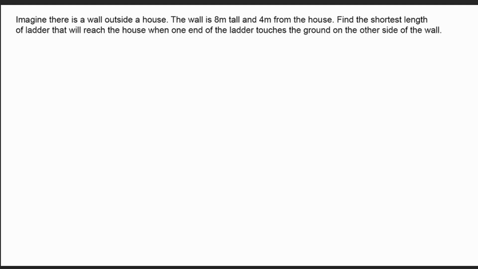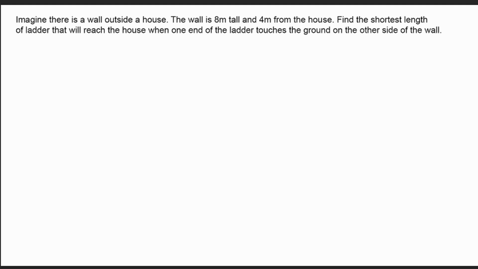So here we have an optimization problem. Imagine there is a wall outside a house. The wall is 8 meters high and 4 meters from the house. We need to find the length of the shortest ladder that will reach the house when one end rests on the ground outside the wall.